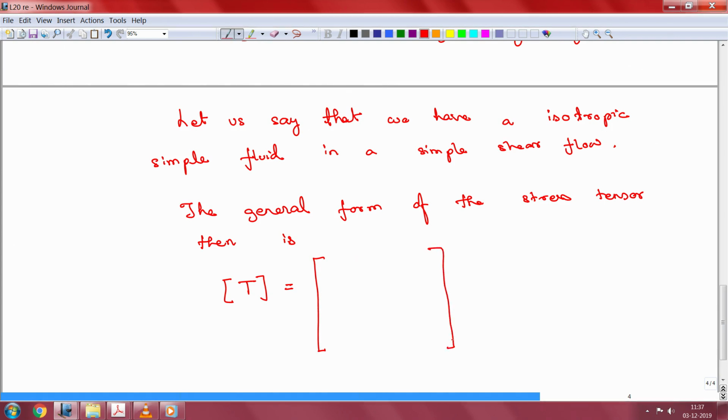So obviously the flow is 3-dimensional, right. So your stress tensor is going to have 3 into 3 components. The question is what are these different components? So in the simple shear flow, as we saw, the third dimension is not that important. So you are not having any flow in that direction. So the flow is essentially, in a sense, a 2-dimensional flow, right.